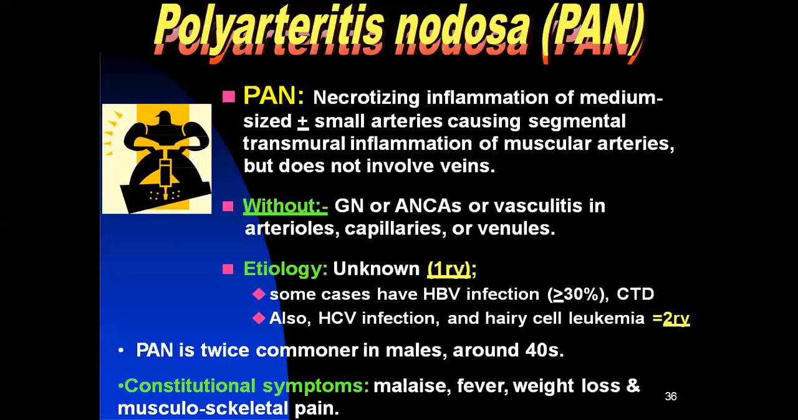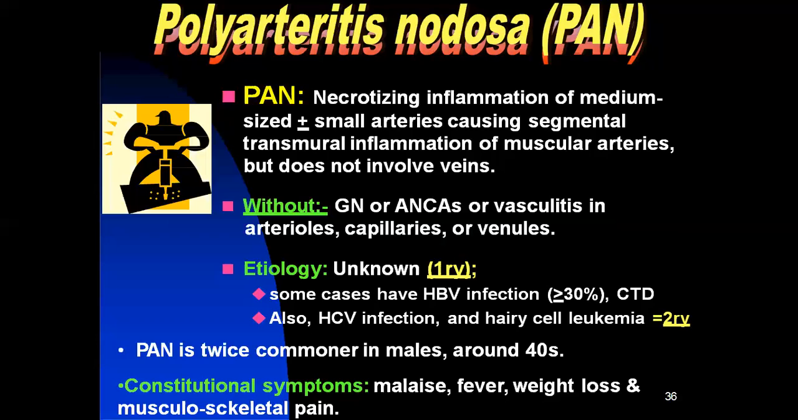it is exclusive for the arteries, and they might be without glomerulonephritis or anti-neutrophilic cytoplasmic antibodies or vasculitis in arterioles, capillaries, or venules. For the most part, the etiology stays unknown, and in some cases, there would be a hepatitis B virus infection. Also, hepatitis C infection and hairy cell leukemia are associated with its development.